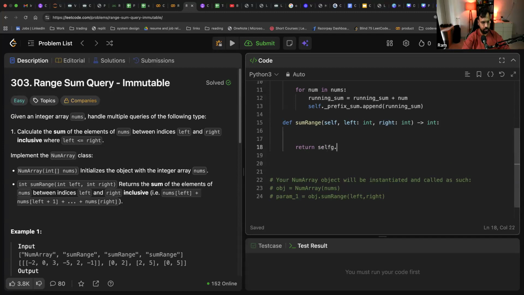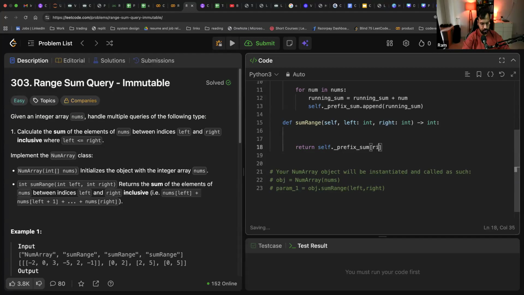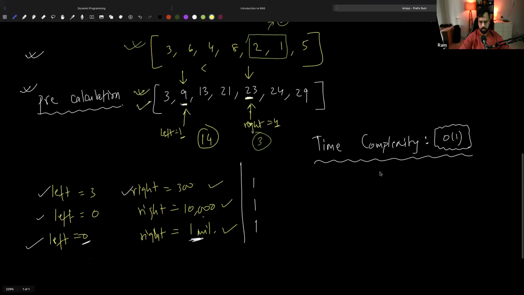self.prefix_sum of right, minus what we will do. Did you see what we did here? If we want to find this part, if we want to find 2 and 1, then we need to take this number which is at the right. So this, let me remove.